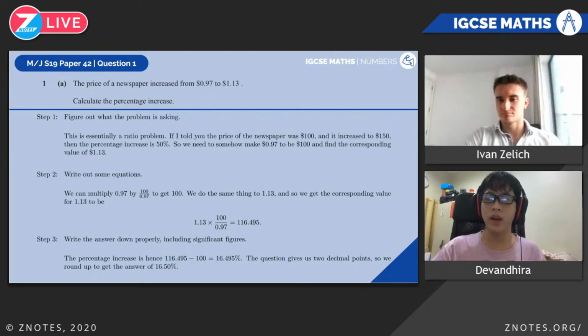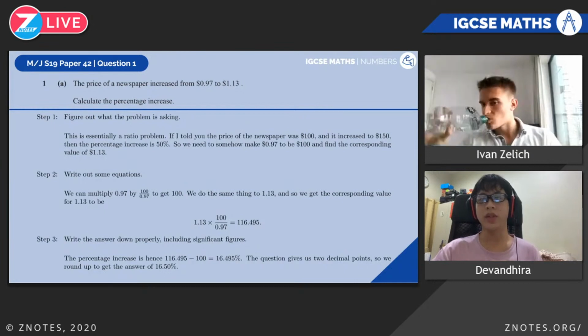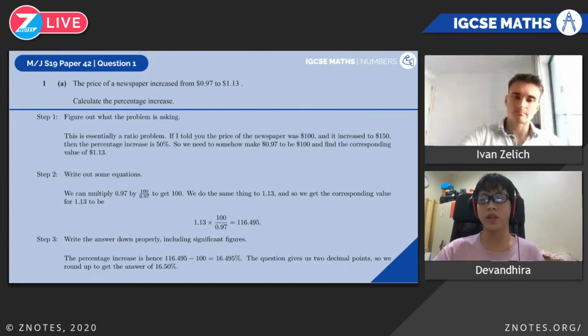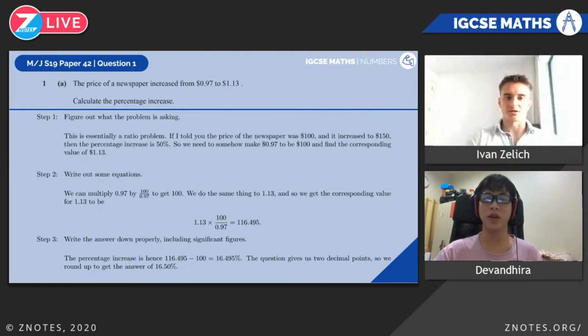I'd like to point out too, that in IGCSE, your final answers must be rounded off to three significant figures. That's why the answer is 16.5%. Yeah. Okay, cool. That's it. Right. Okay. Next question. Let's move on.